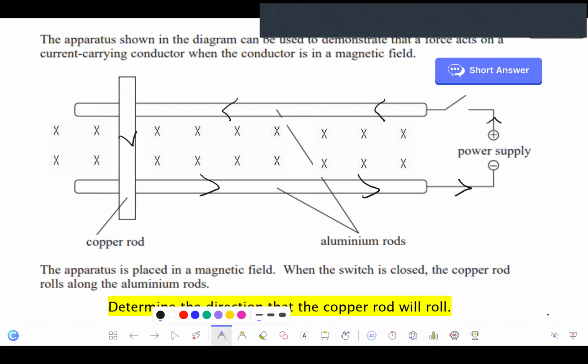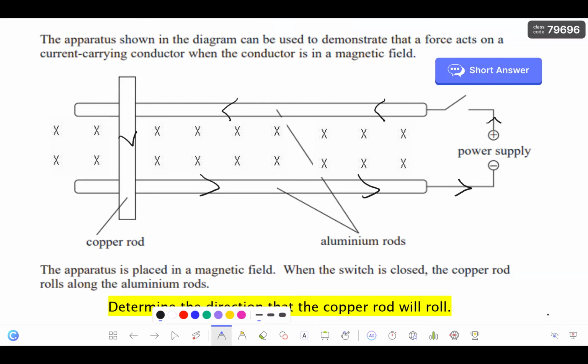Remember, I always want to take a look at the one that is interacting with my magnetic field, or the one that will move in this case. Because I have a magnetic field and a current, I will have a force acting on it, and to determine this force, I need to use Fleming's left-hand rule. This force is the one that caused this copper rod to move. So the copper rod could move left, right, up, down, into or out of paper.